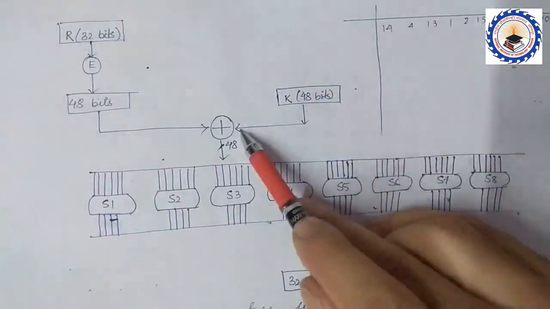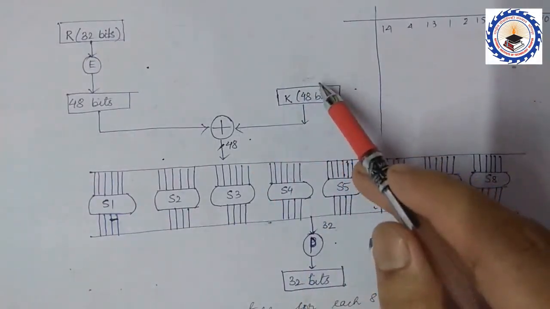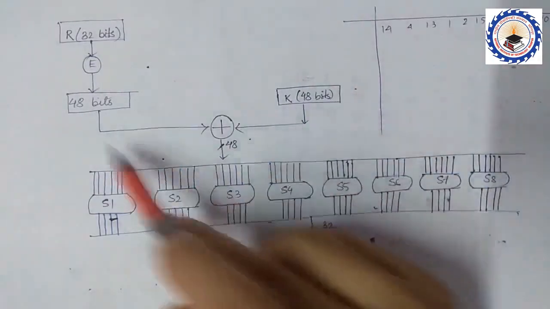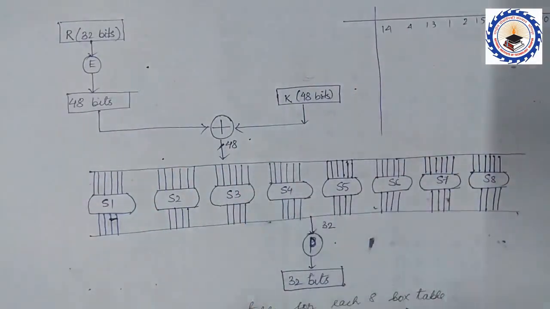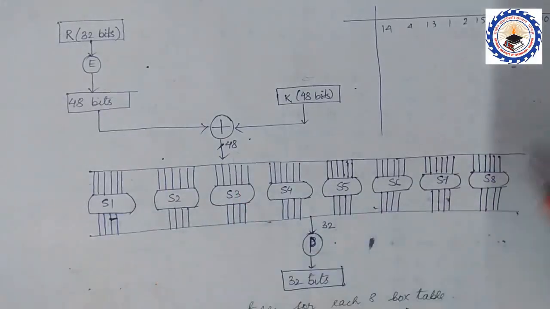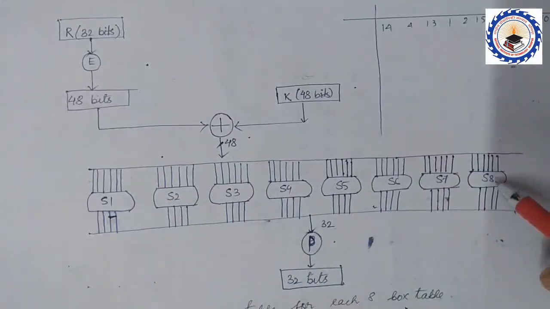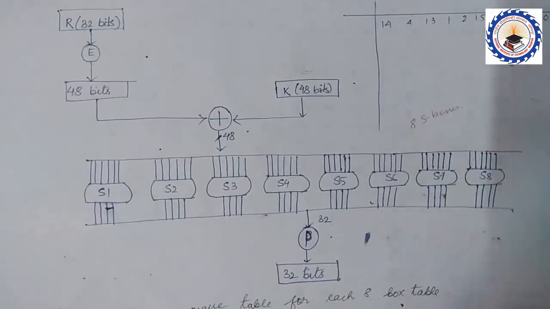Okay, 48 bits here. You know how we come across these 48 bits from the given key as a subkey. We perform the XOR operation, so obviously we have these 48 bits here. Now we have to arrange these 48 bits into the 8 S-boxes. We have 8 S-boxes here.